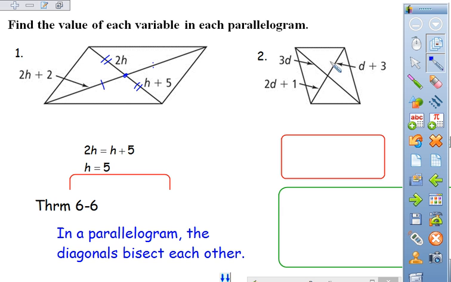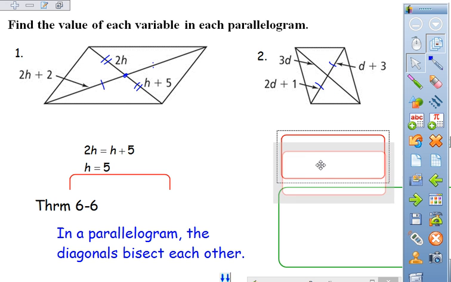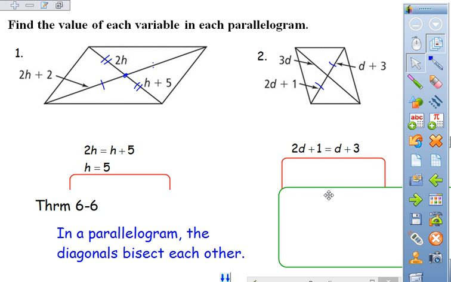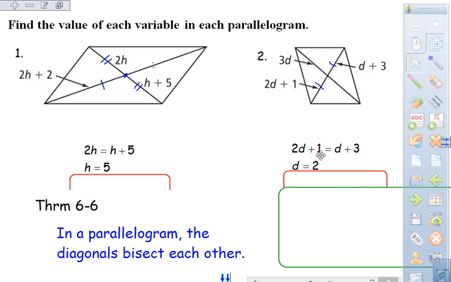Number 2. Again, diagonals bisect, so this piece is the same as that piece. So 2d plus 1 is equal to d plus 3. Get our d's together, so I'm going to subtract a d and subtract a 1. So d is equal to 2. And this is all because of the fact that diagonals bisect in a parallelogram.